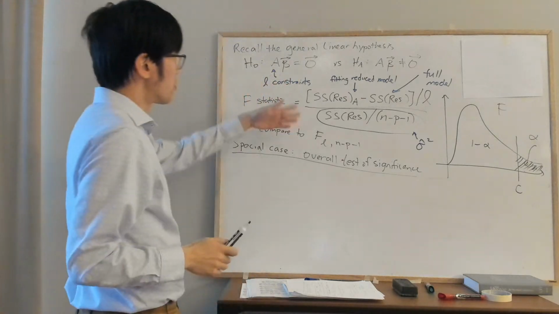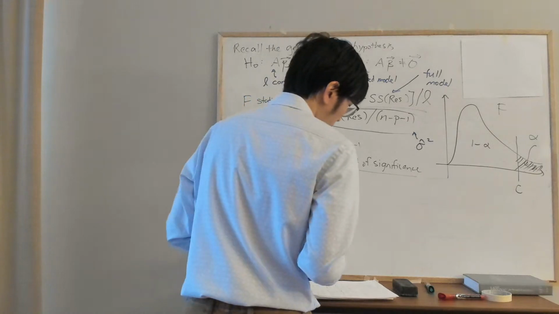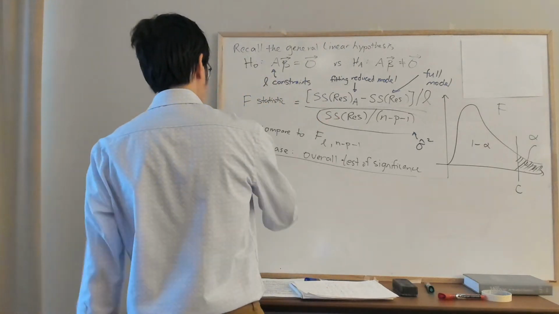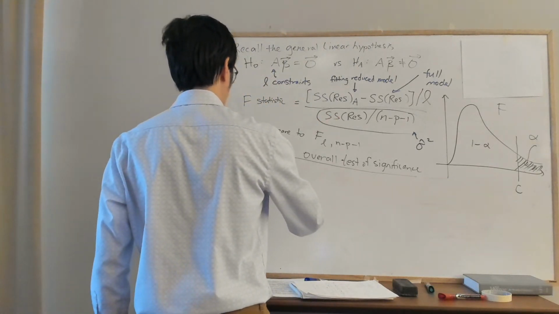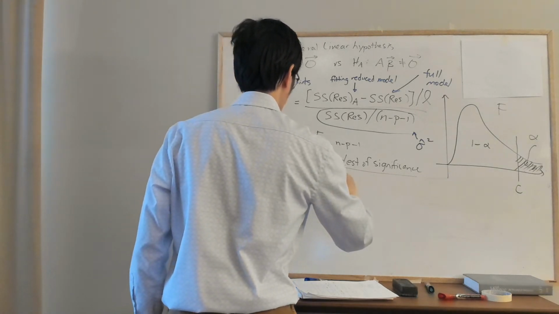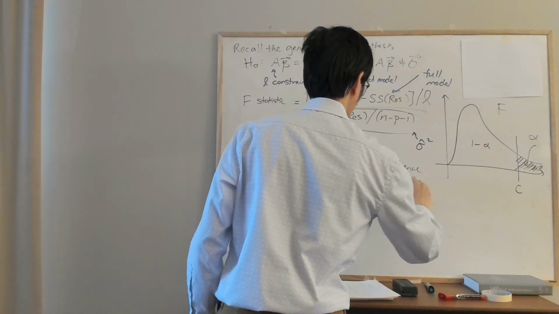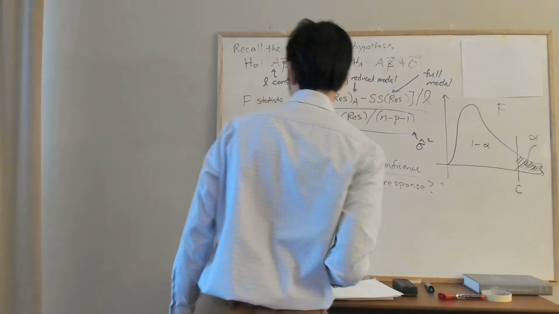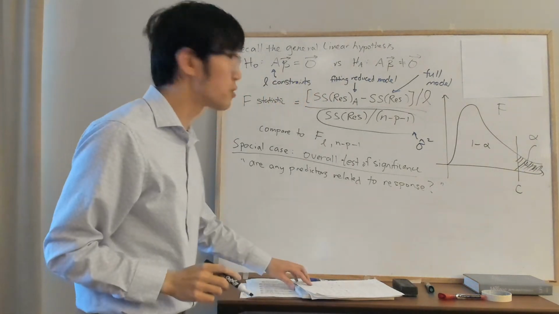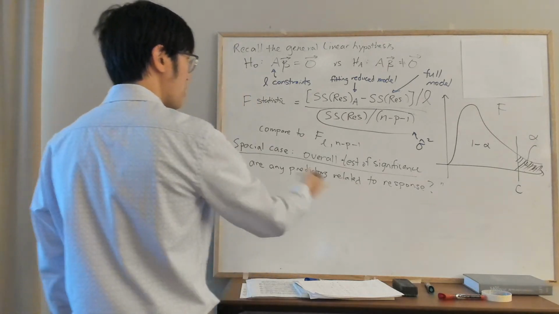Okay, and that also helps us illustrate this framework. So this answers the question: are any predictors related to the response? That's the question answered by this hypothesis test. So what is the null in this case?